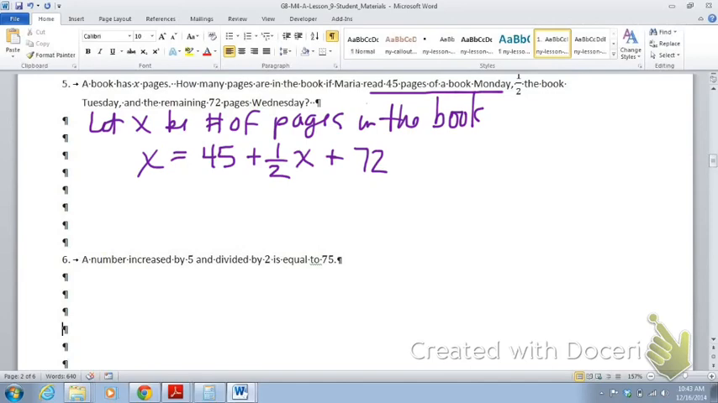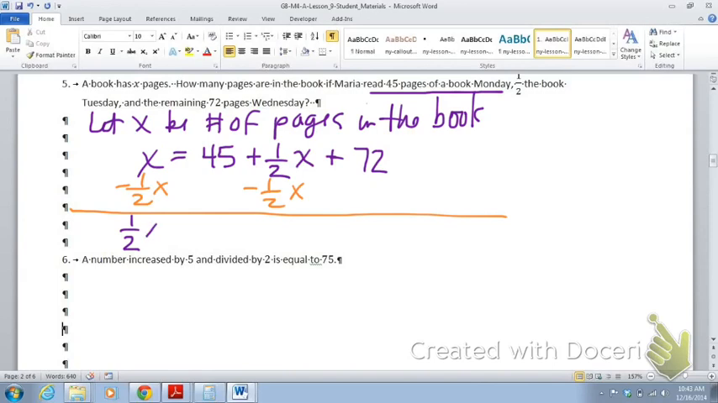All right, so let's start to solve that equation then. What I'd like to do is get the x terms over on the left side. So I'm going to subtract 1/2 x from both sides. So what we end up with here is an equivalent equation, and it could be the equation that you started with, that 1/2 x is equal to 45 plus 72.